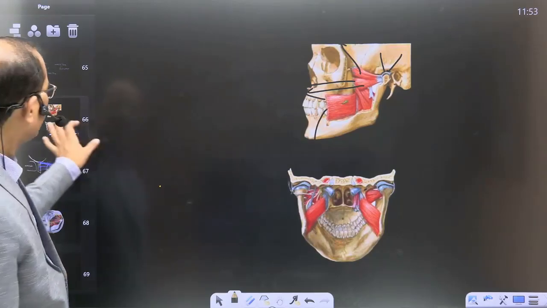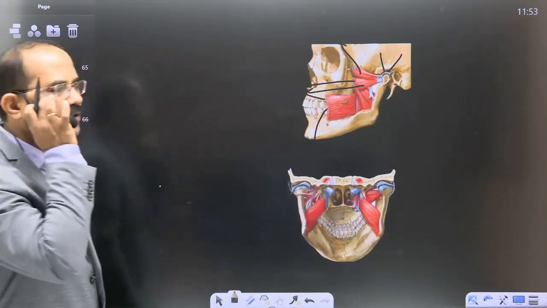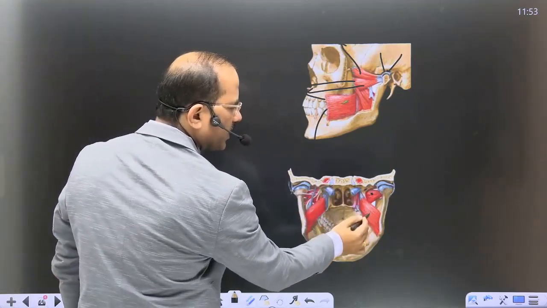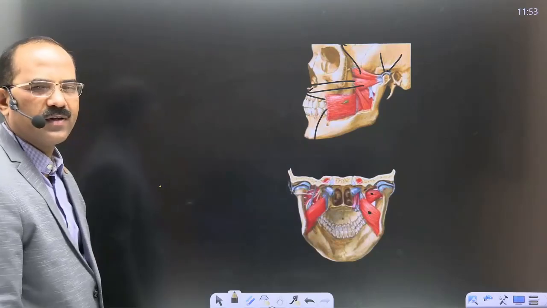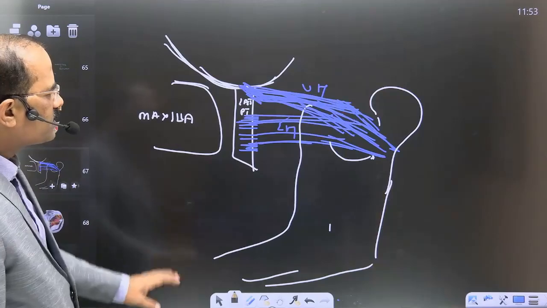Look at this slide. What is this view? This is a view from the back side. You're looking from back. So what is this muscle? That's a lateral pterygoid. And what is this? Medial pterygoid. Lateral and medial pterygoid. Is this clear to all of you?